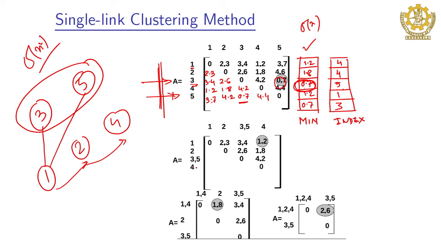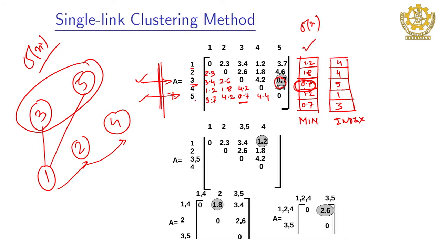Now we are updating it. While updating, we will only look into 2 rows and 2 columns. What are those 2 rows? Row number 3 and row number 5, because we are merging 3 and 5. Similarly, we look into only column number 3 and column number 5. Let us say 3 and 5.